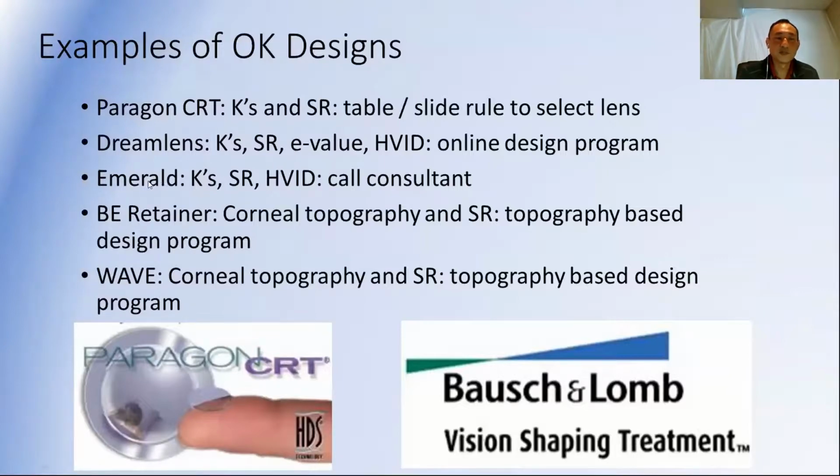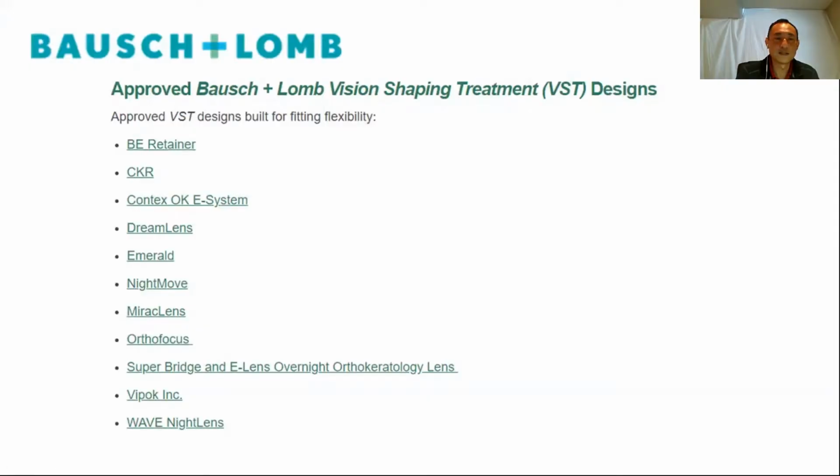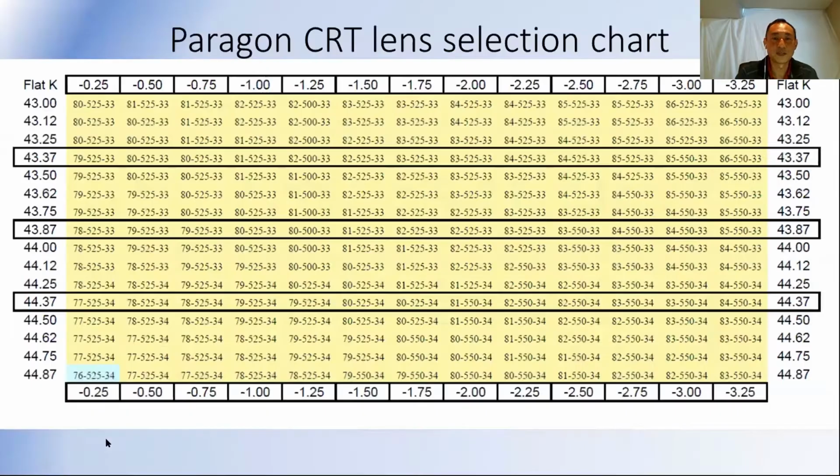The simplest one is probably the Emerald, because all they need is Ks, refraction, and HVID. The other ones use online design programs, and they're a little bit more sophisticated, especially the Wave design. It takes some time to learn how to use those types of lenses. Here are the Bausch & Lomb designs. You don't have to be approved in all of them, but each one requires that you be certified in their design. So if you want to be certified in all of them, you have to do 11 certifications.